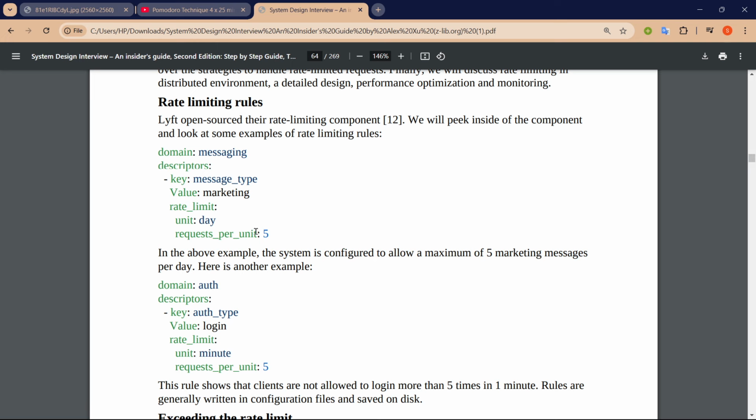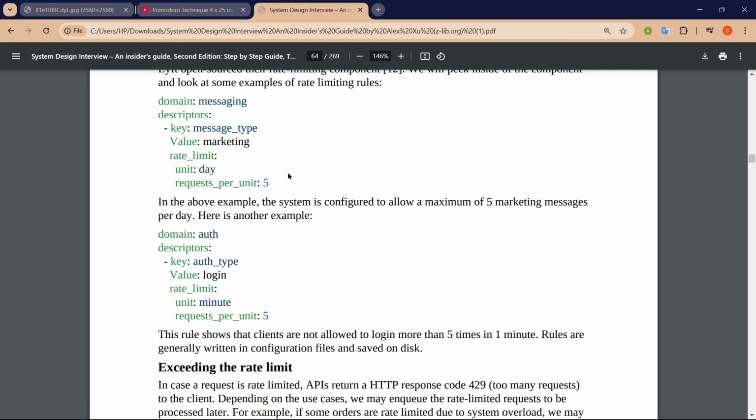Man, I'm so dumb, bro. क्या जरूरत थी इसे समझाने. In the above example, the system is configured to allow a maximum of 5 marketing messages per day. Here is another example. हाँ भाई, लिखा हुआ था. Why was I yapping, bro?